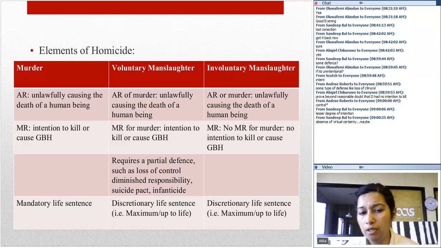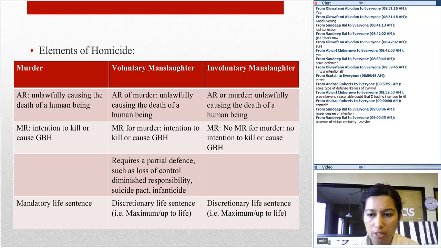Voluntary manslaughter has the same mens rea: intent to kill or cause grievous bodily harm. But involuntary manslaughter has no mens rea for murder, no intent to kill or cause grievous bodily harm. I just said that if you don't have the mens rea for murder, it can get reduced from murder to voluntary manslaughter. But how, when my chart says you have the mens rea for murder?